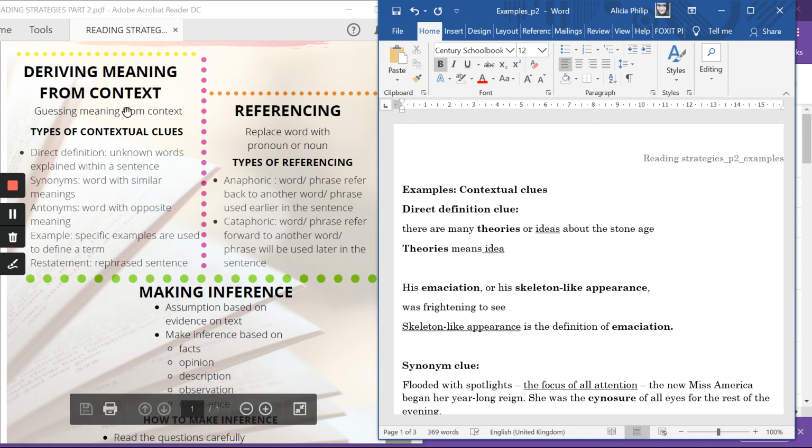So for you to be able to master this, you need to apply. So I have prepared activities for you to apply these strategies and look at how these three strategies work when you actually apply them in your reading comprehension questions or passages, or task itself.